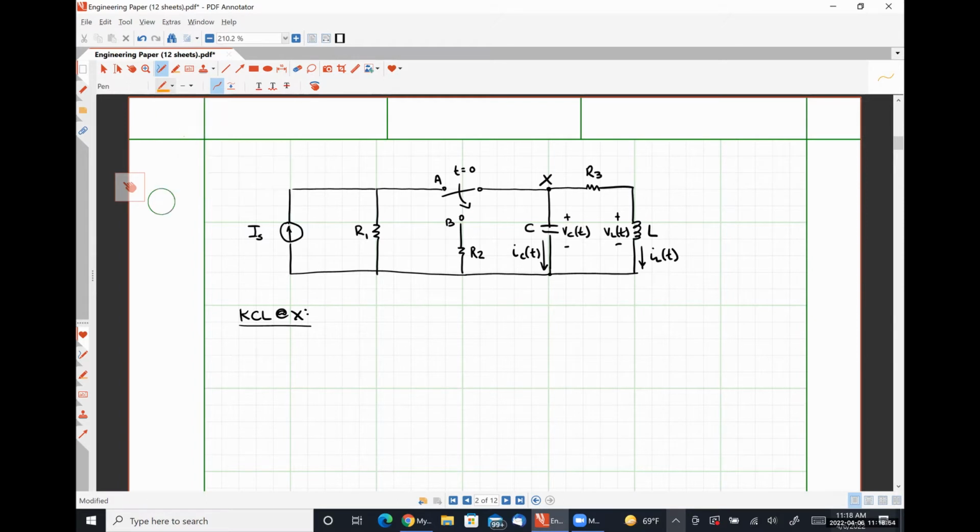All right, so KCL at node X is going to be adding this current and this current together, setting them equal to zero. Does that make sense? Let's start there. So during the transient condition with the switch closed at position B, there is a possibility of some resistor current because it's no longer open circuited. There's a current that's potentially flowing through the capacitor, and there's a potential current that's potentially flowing through the inductor. So that makes sense to me.